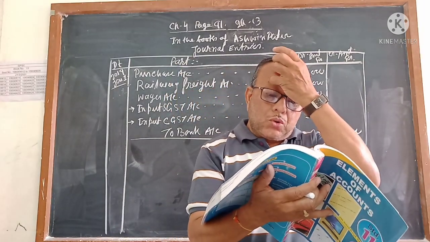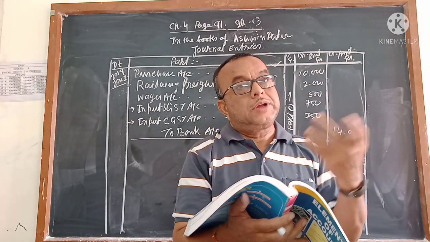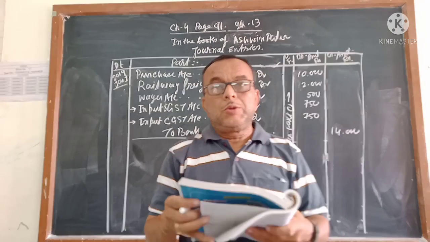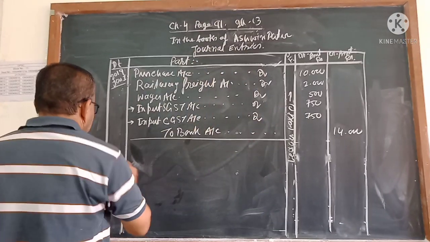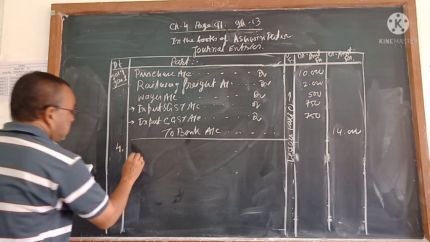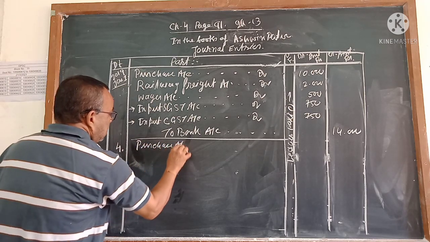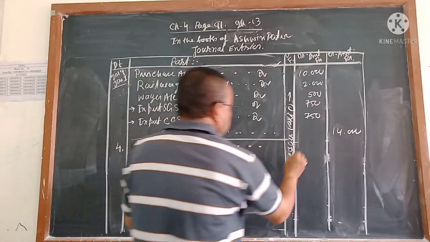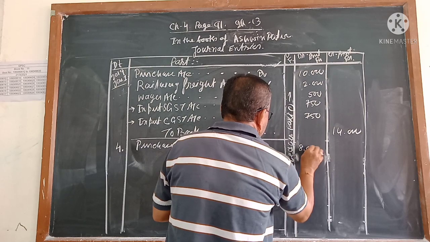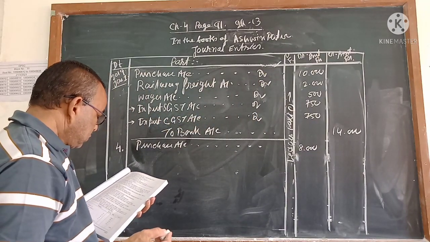Number 4: goods of rupees 8,000 is purchased from Amul Bhai of Anand. That also you understand. Amul Bhai of Anand, it is a credit transaction, and if it is a credit transaction, then what will you do? Purchase account debit. How much? The goods of rupees 8,000. So you will write purchase account debit of 8,000. Then it is a credit transaction from Amul Bhai.